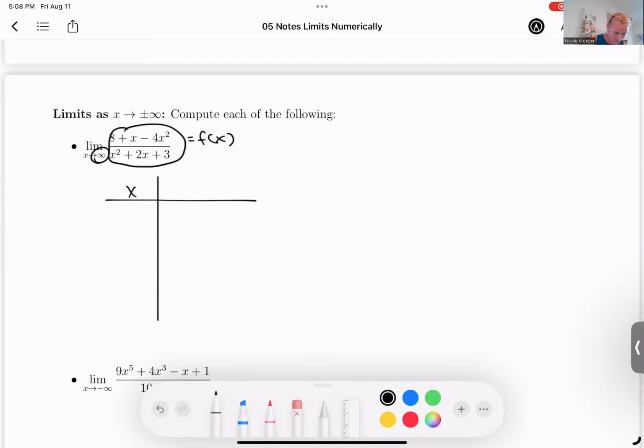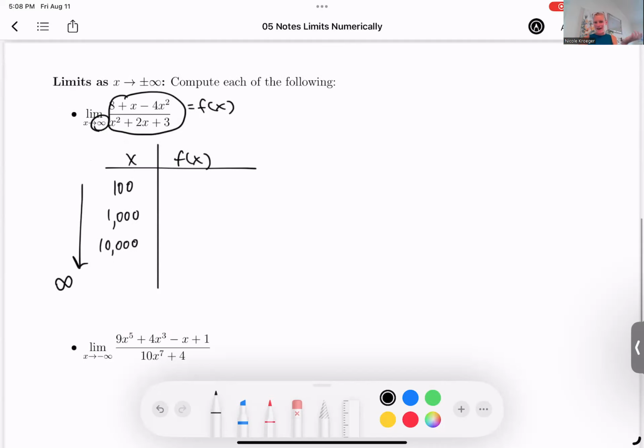So we're going to plug in big numbers. I often start with 100, 1,000, 10,000. These numbers are getting closer to infinity. You can plug in 100,000 if you need to get more information. And then we plug our numbers into our function f of x. So let's go back to our calculator again. Our calculator comes in handy for these problems.